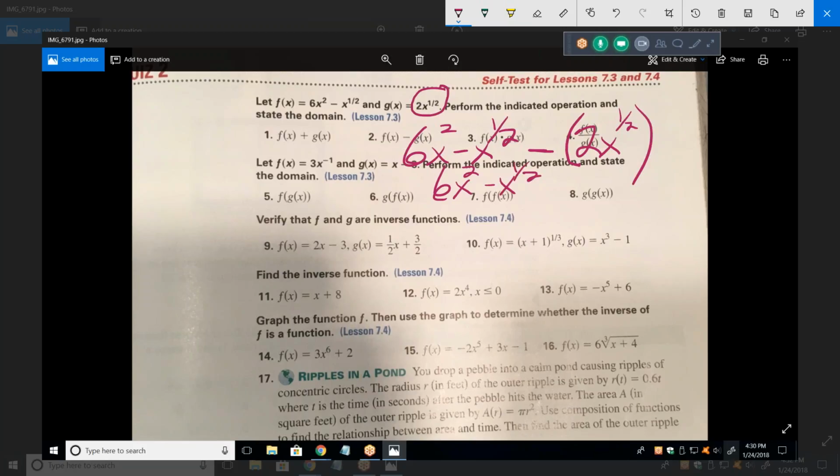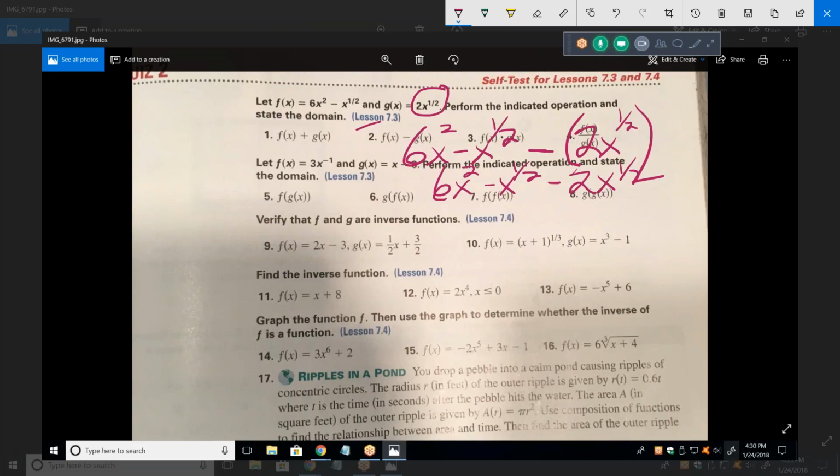Minus 3x. And what is that? Now combine everything. Wait, I got confused. We're doing number 2. I didn't, I thought you just subtracted the x and then the 2x. I must have done that wrong.